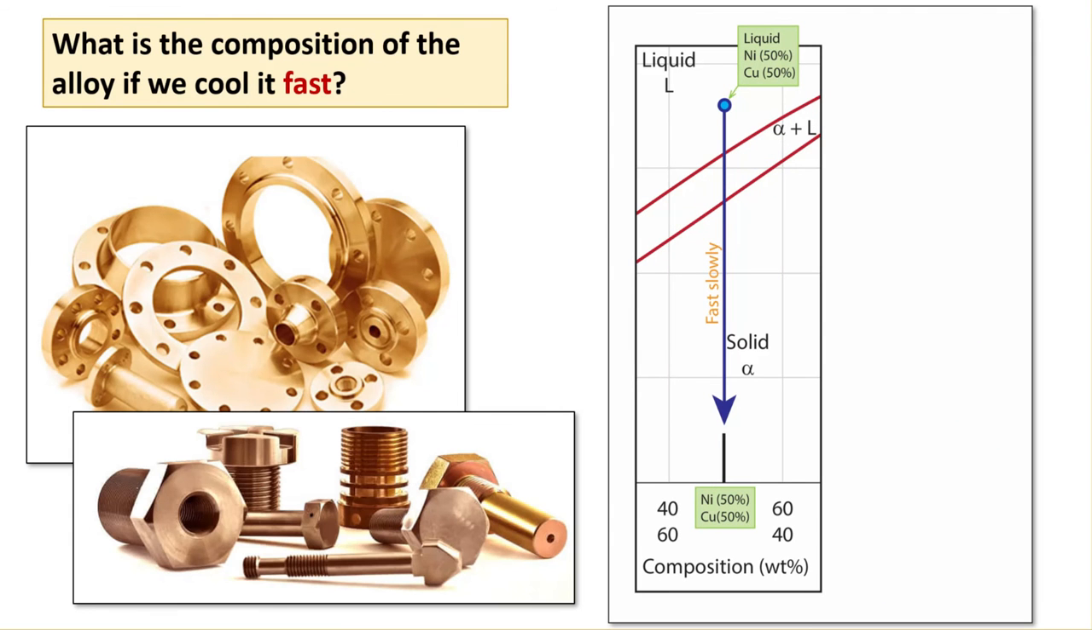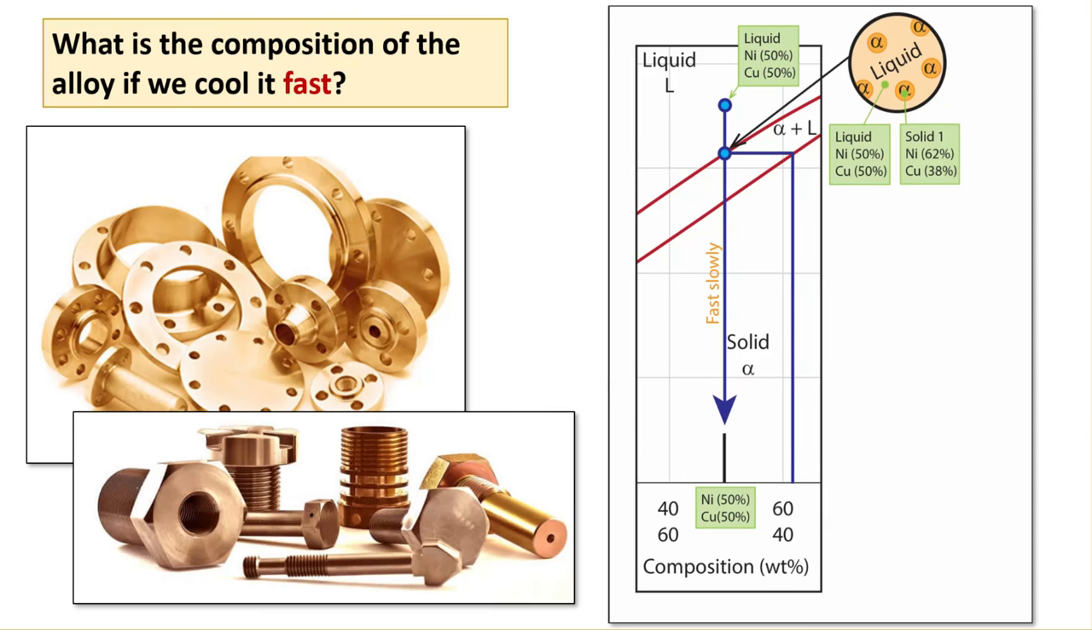Now, what if we cool the alloy quickly? Let's start again with a 50-50 copper-nickel liquid alloy. But instead of cooling it slowly, we will cool it fast. Let's say we cool the liquid so it just touches the solid-liquid region. In this case, the liquid will still have a 50-50 composition, but the first solids will have 62% nickel. Again, that makes sense because nickel has a higher melting temperature than copper. So we would expect the first solids would have high nickel.